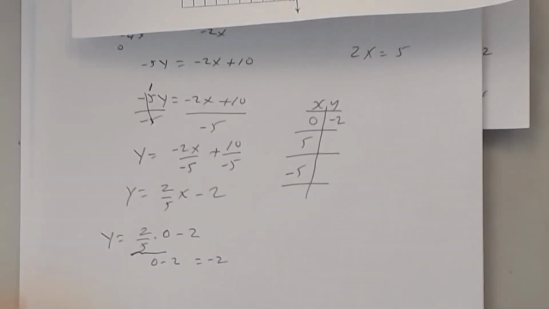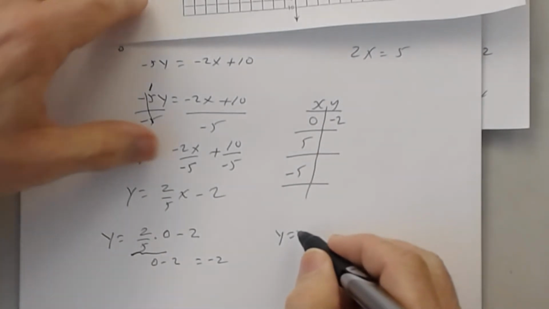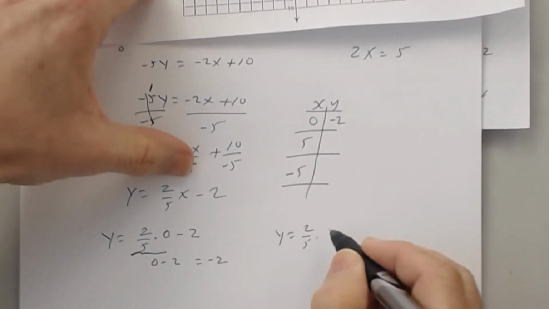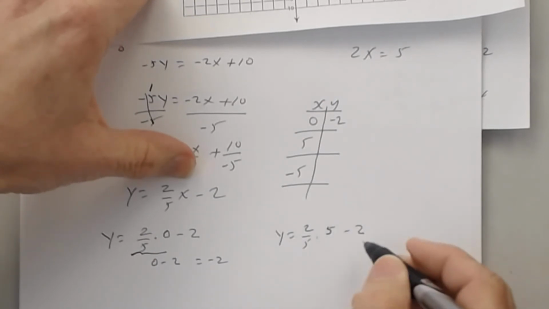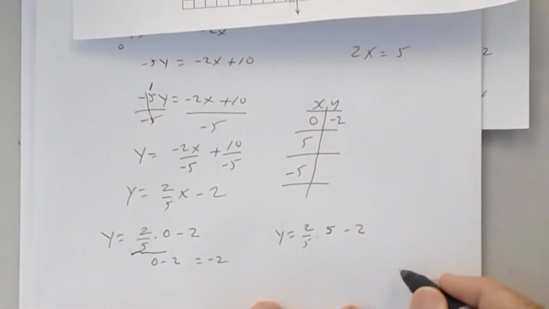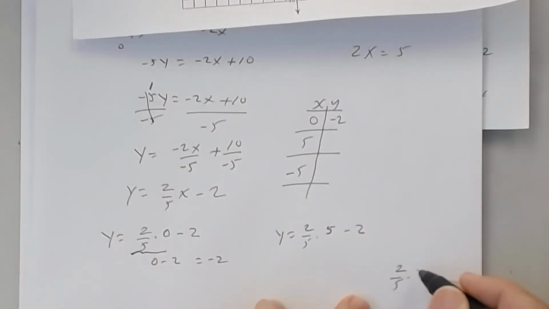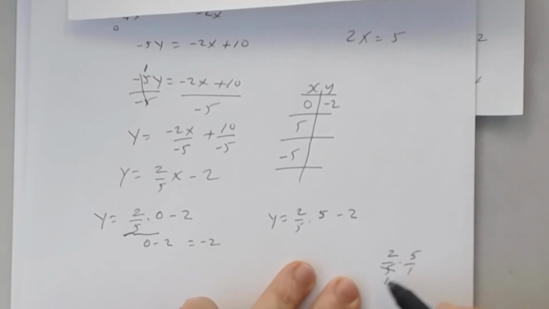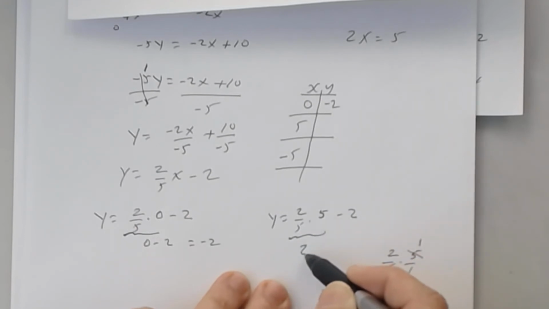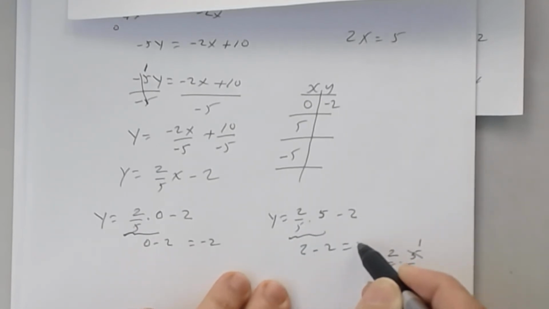If x is 5, I get y equals 2/5 times 5 minus 2. Let's go off to the side and do that product if you need to. You don't have to, but if you do make a mistake, you need to start doing that. 2/5 times 5 over 1. Reduce. 5 and 5 is 1. So I get 2 times 1, which is 2. So this product is 2. 2 minus 2 is 0.